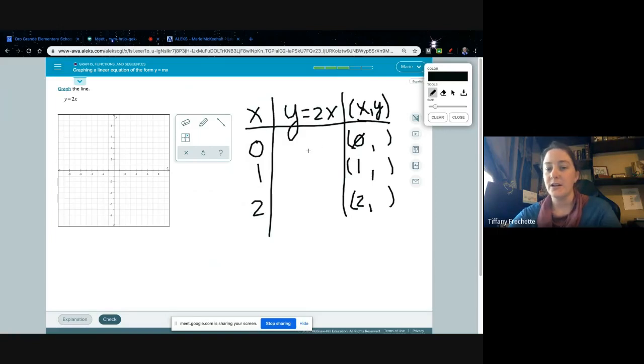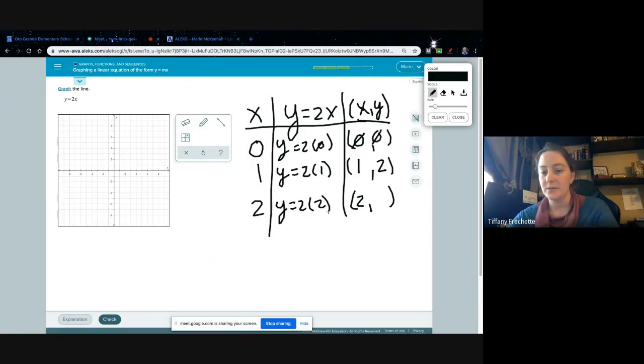All you're going to do in here is figure out when I plug in x, what do I get? Y equals 2 times 0. Well, anything times 0 is 0. Y equals 2 times 1. Well, anything times 1 is itself. So that was easy. Y equals 2 times 2. 2 times 2 is 4, so I put 4 here. So whatever you get once you've finished simplifying, you just put your answer over on this side. Make sure you're paying attention to negatives and things like that. All right, in this case, we didn't have any negatives, so that was easy.